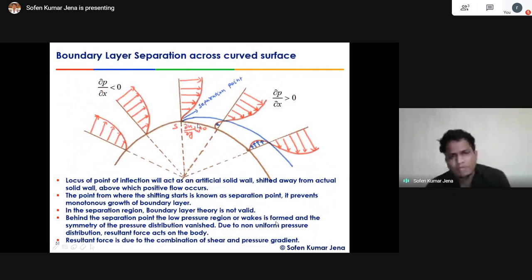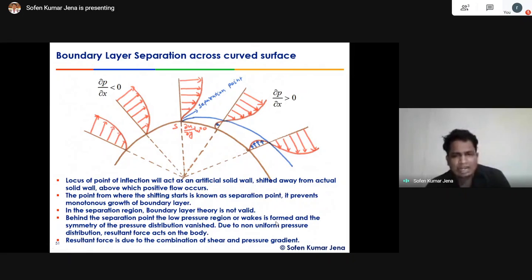If we go along the point of separation, in this region del square u by del y square is positive. If we go for every point tracking, a solid artificial boundary kind of thing will be formed over here. So this point of artificial boundary is known as the point of separation or the locus. If you connect all the trajectories of such separation inflection points, this will give a separation line.